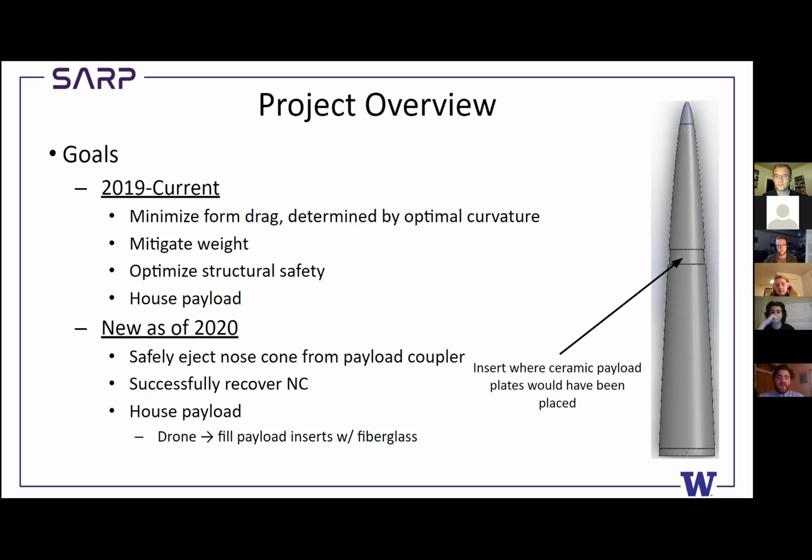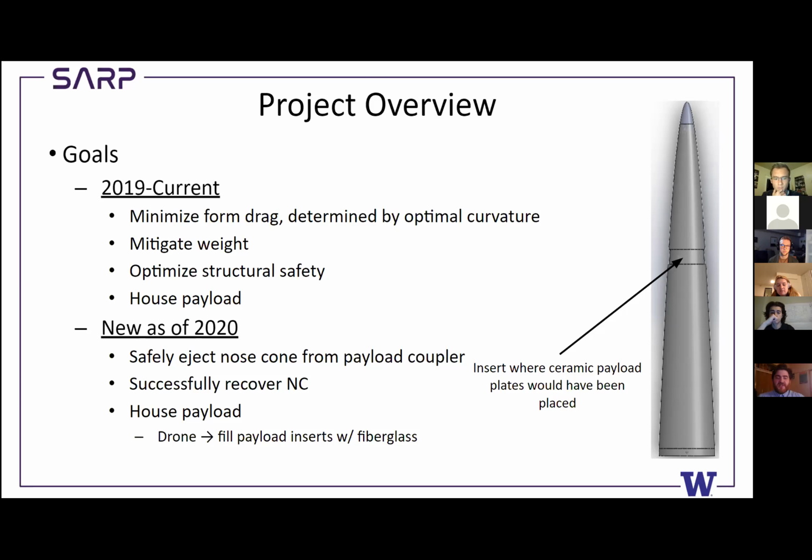We also want to optimize the structural safety. So we apply a factor of safety of 3 to all of our calculations, just because we're dealing with composites, and the nature of composites is very unpredictable without the proper tools on hand. And also we want to house the payload. So for 2020, we have some new goals on top of these 2019 goals.